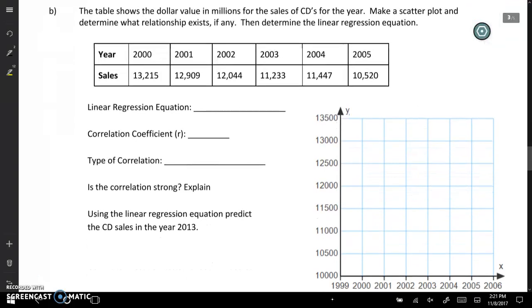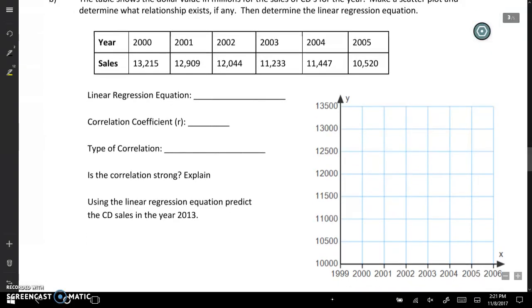So what I want you to do now is come down to B, and go ahead and plot those scatter plots, and tell me what the correlation is. Is it strong? And I want you to predict the amount of CD sales in 2013. So try it on your own. Hit pause, try it, and then after you've tried it, hit play and check to see if you got it right or not.